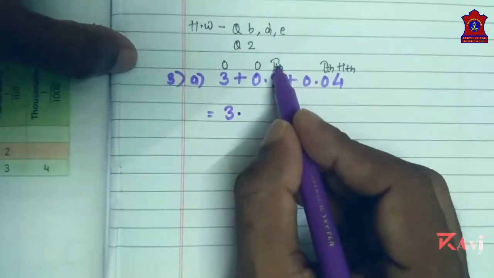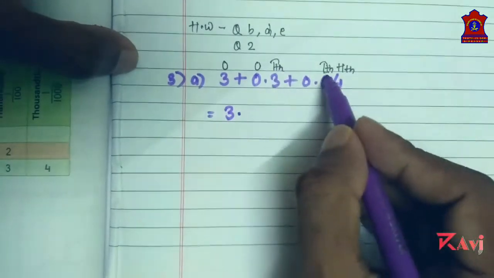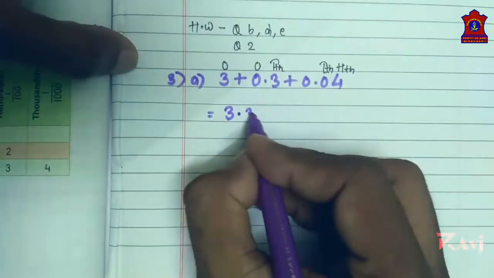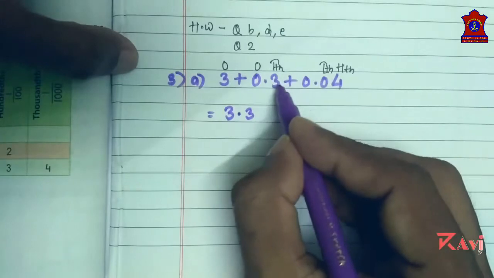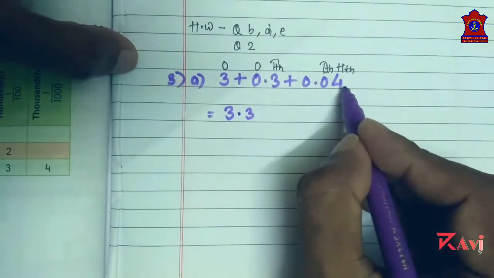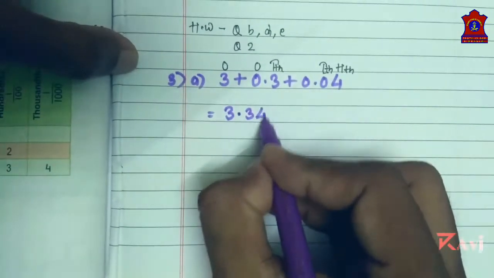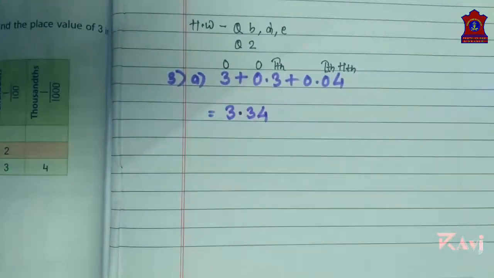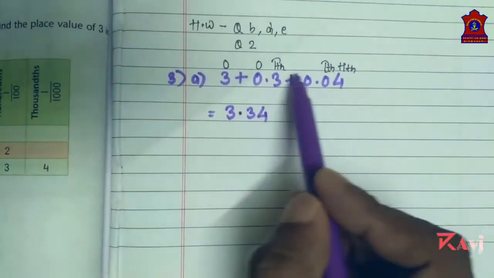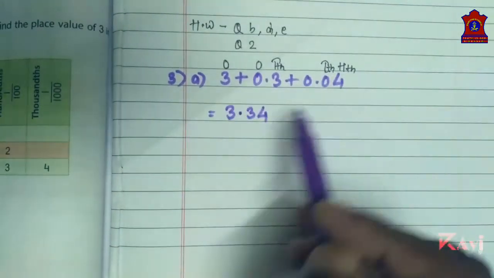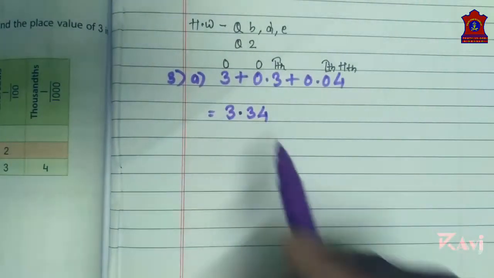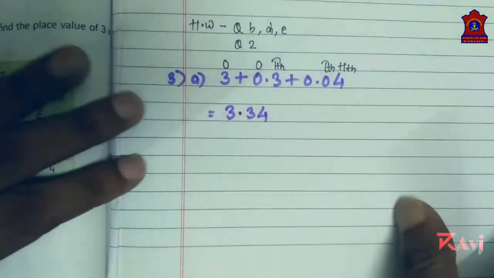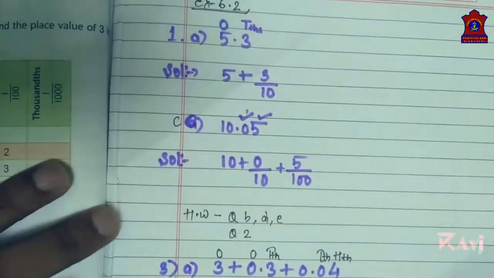See what is there at 10th? 3, and here 0. 3 plus 0 is 3 only, and 100th place is not here, but here it is, so 4. So the value will be 3.34. Like this, if you are arranging this in place value chart, you can easily write it. Clear? So it is very simple to do. Let's do one more question.